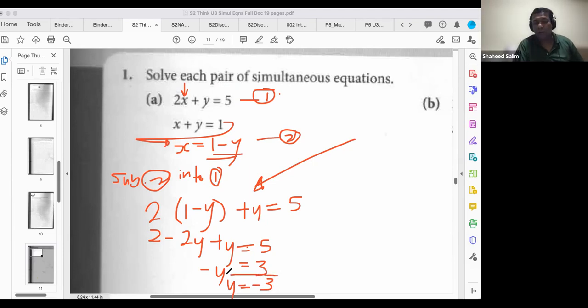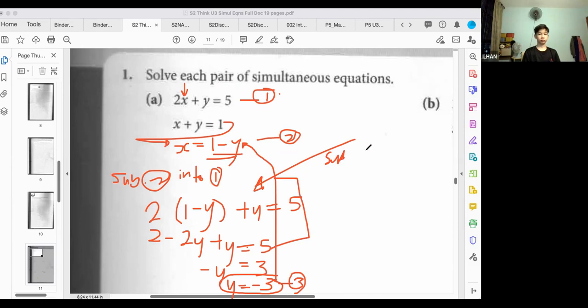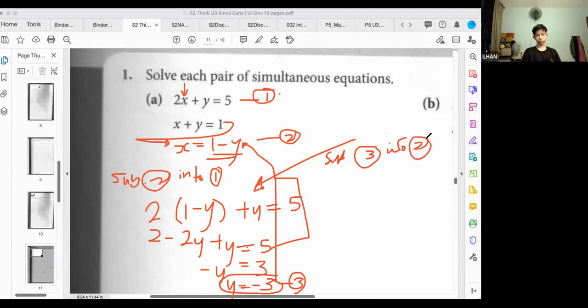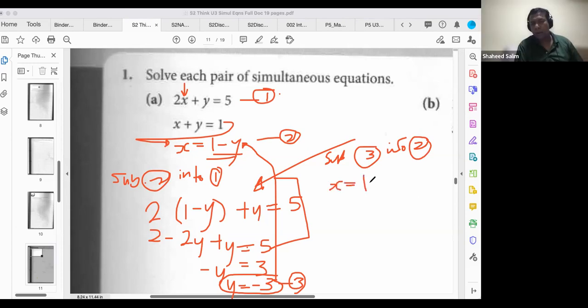Now you take this value, you can put inside here. So now I write down the wording for you. The wording is, we call this equation 3. Substitute 3 into 2. So there, 2 is here, right? x equals to 1 minus y. 1 minus, what is y? Negative 3.